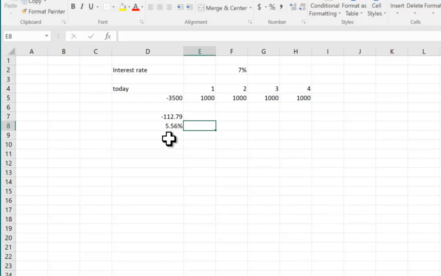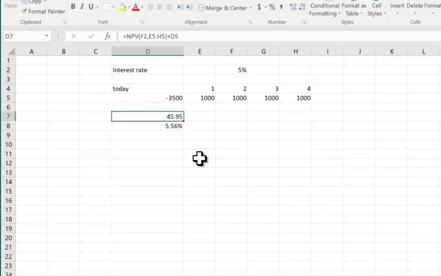Let's assume for a minute, just to demonstrate how a net present value works, that our required rate of return was actually only 5%. So I'm going to change my interest rate here in F2, and notice that when I change the interest rate to 5%, the net present value is now positive. What that's saying is that if we needed 5%, this would be an okay investment. But if we need something more than 5.5%, then obviously this isn't going to cut it.